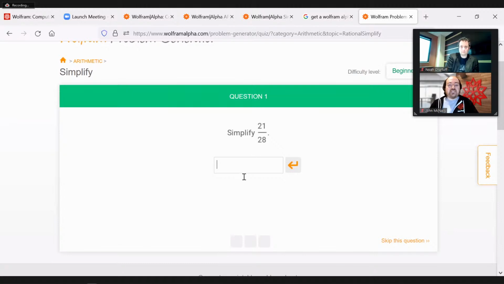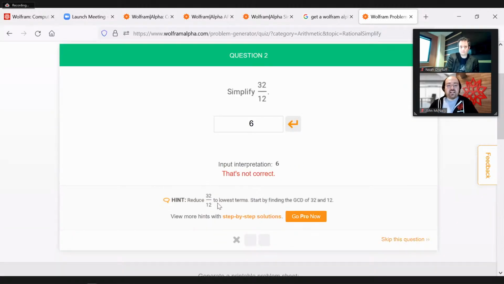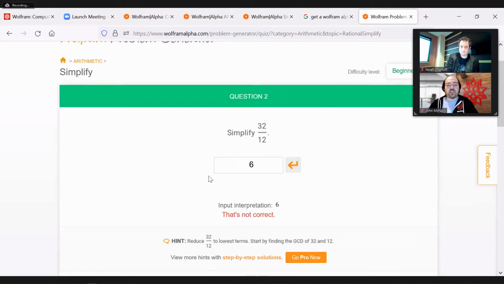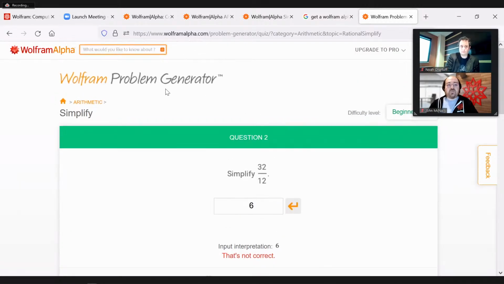And so then I get this. So let me get this one. And got this one. And so then I get another one. Let me just say that this is 6. I know it isn't, but let's see what happens. Oh, that's not correct. But I get this nice hint that says I want to reduce this to lowest terms. Start by finding the greatest common denominator or greatest common divisor between these two numbers, and I can go from there in order to figure out, okay, what's this going to be? So yeah, the problem generator is a feature that you can go and look here, and you don't need to be signed in to use it. It's just a thing that's out there.